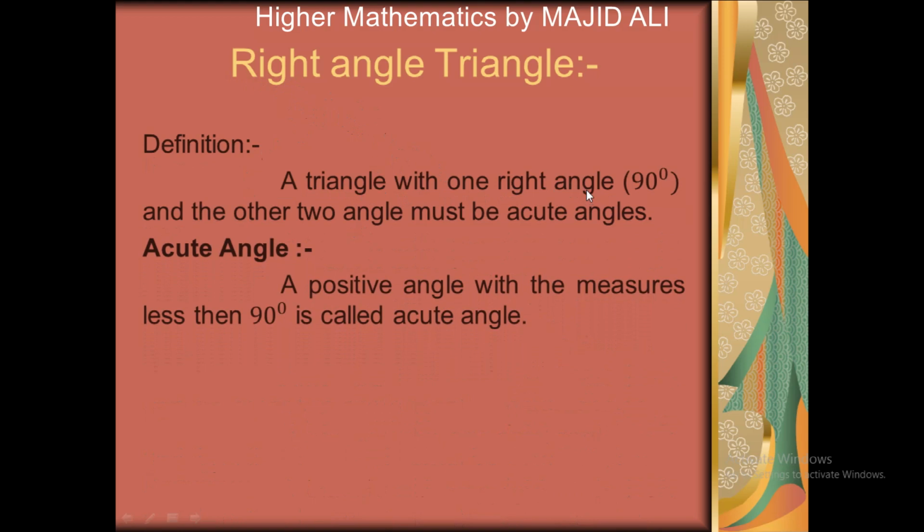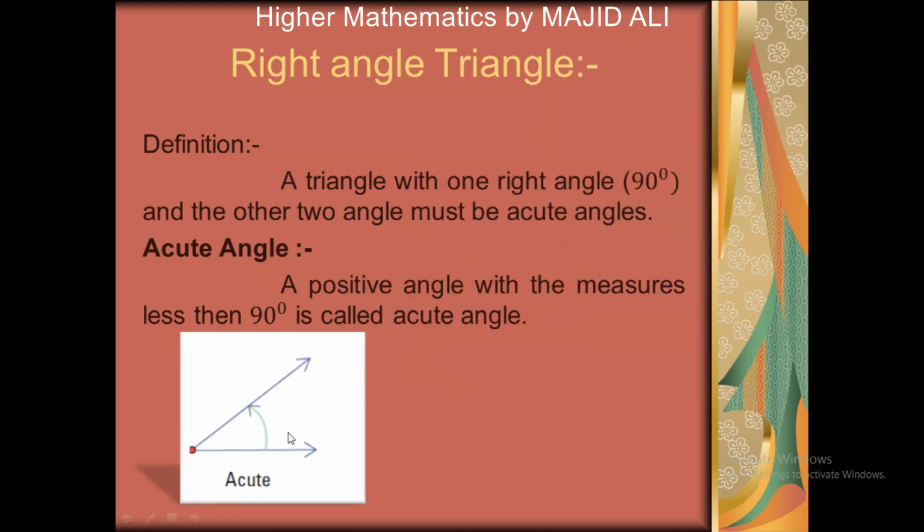Any triangle with one right angle. What do we mean by right angle? Right angle means two sides that form a 90-degree angle, and the other two angles must be acute. What do we mean by acute angle? Here is its definition: a positive angle with a measure less than 90 degrees is called an acute angle. You have to be clear on that definition. An acute angle must be less than 90 degrees. It is from 0 degrees to 89 degrees, but not equal to 90 degrees.